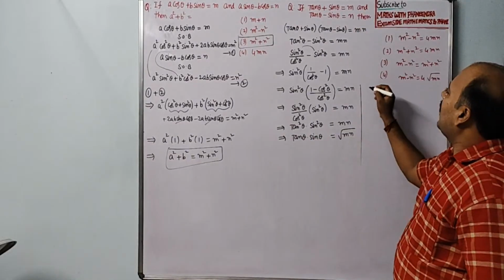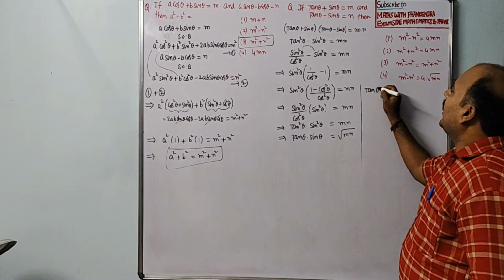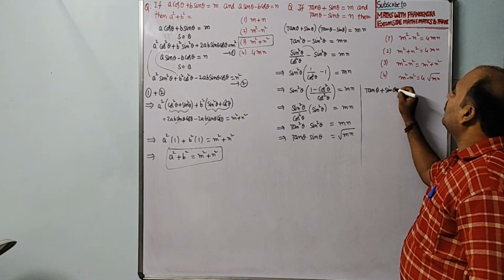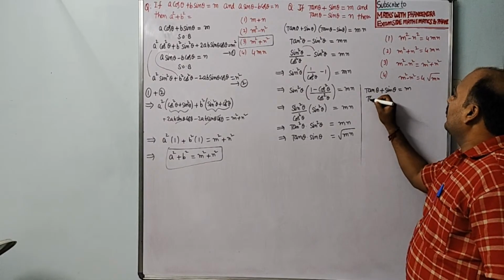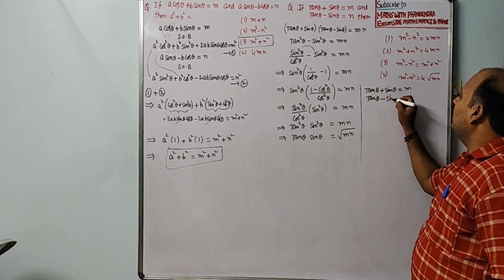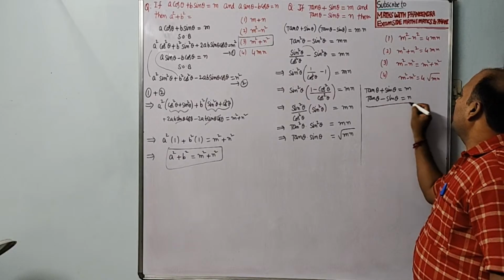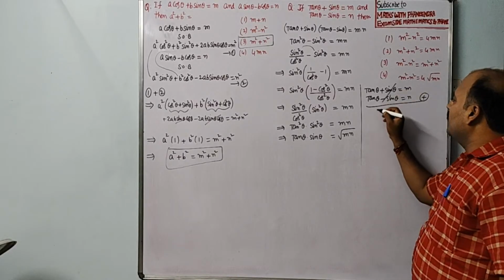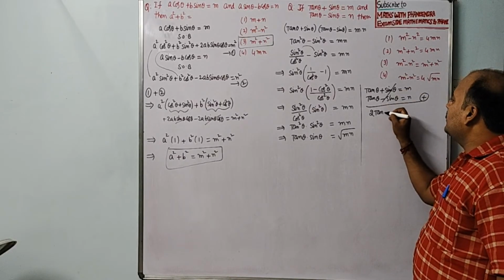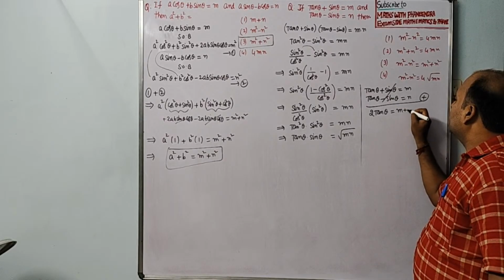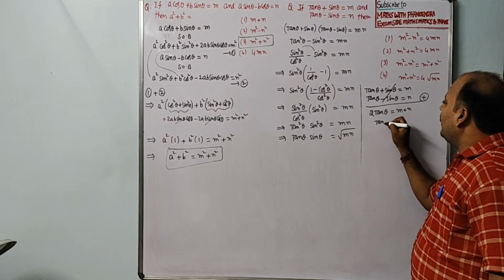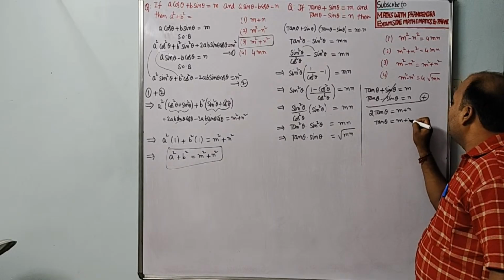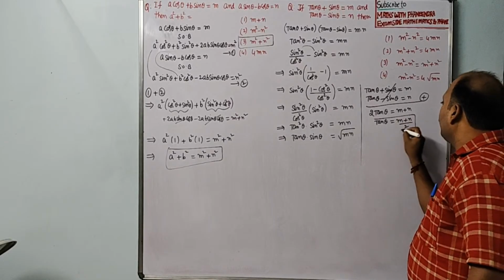So first we need to add these two. Tan theta plus sine theta is equal to m. Tan theta minus sine theta equal to n. First we are adding, these two will be cancelled. 2 tan theta equal to m plus n. So tan theta equal to m plus n divided by 2.